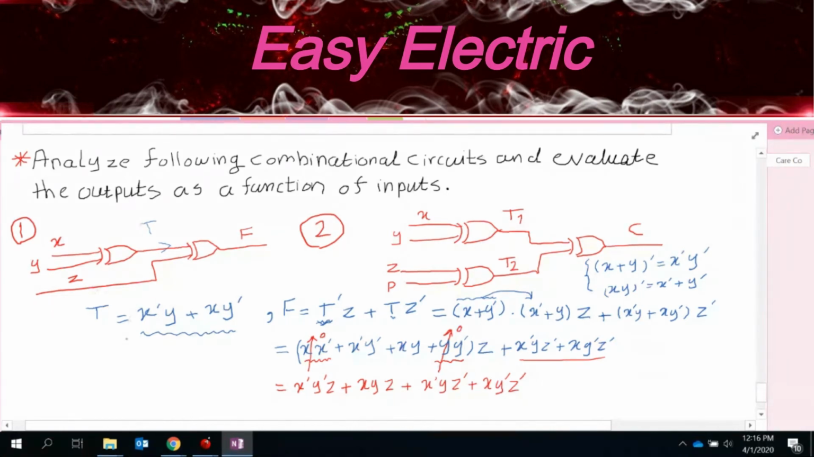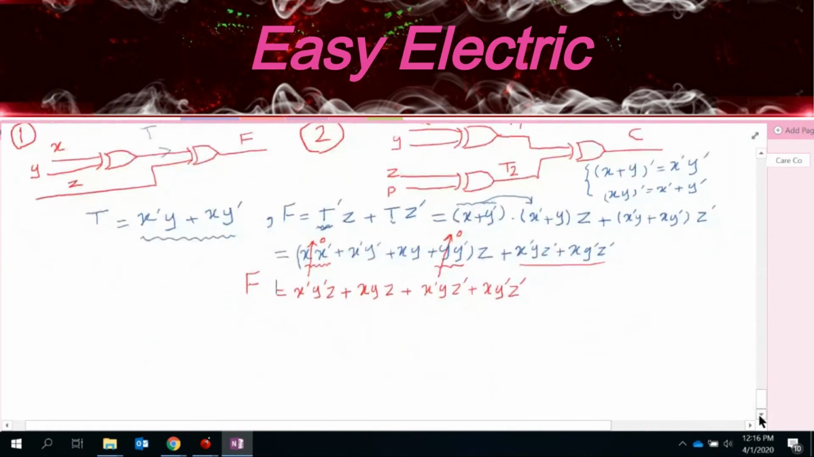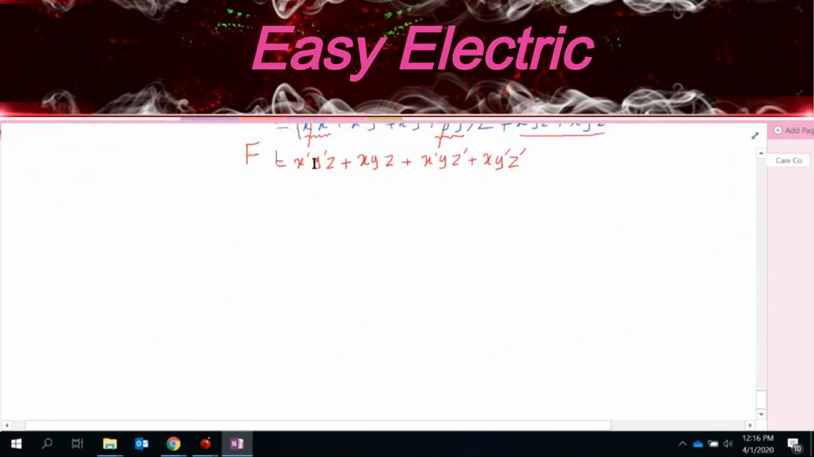X, y, z. Okay. So for doing that right now, I have a standard form of the f, but if you want to know what is the basic function of the circuit, maybe the truth table is able to help us to see what exactly is the main function of the circuit. So for that reason, I'm going to draw the truth table for this function that we found.